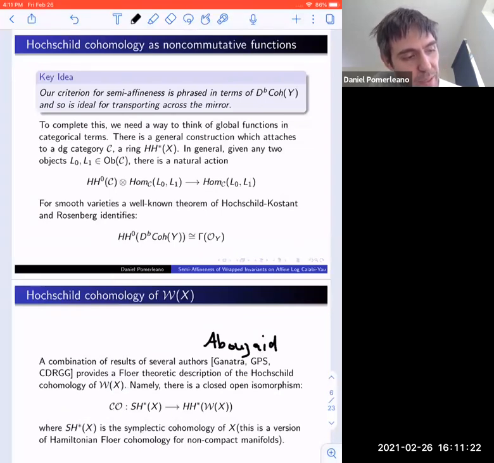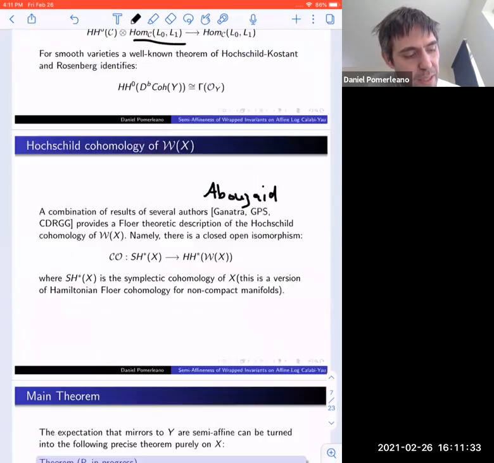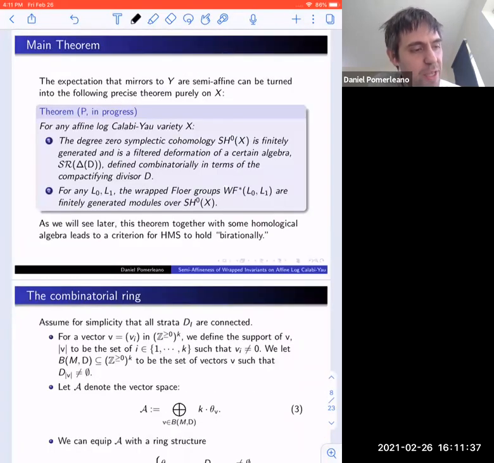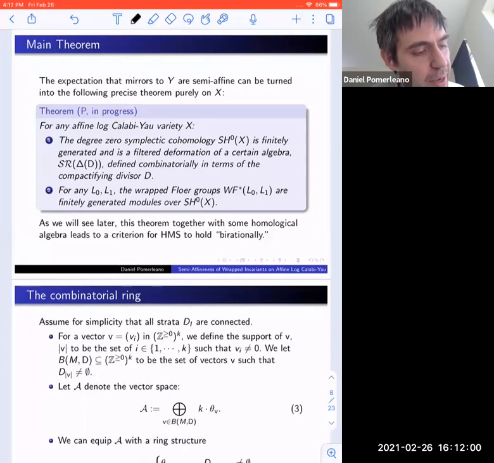The Hochschild cohomology on the symplectic side becomes the symplectic cohomology, and these Hom groups become the wrapped Floer cohomology. So semi-affineness of Y becomes the following theorem on X, which is the main result I'd like to talk about. The degree 0 symplectic cohomology is finitely generated, and moreover it turns out to be a filtered deformation of a certain algebra known as the Stanley-Reisner ring, which is defined combinatorially in terms of the compactifying divisor D.